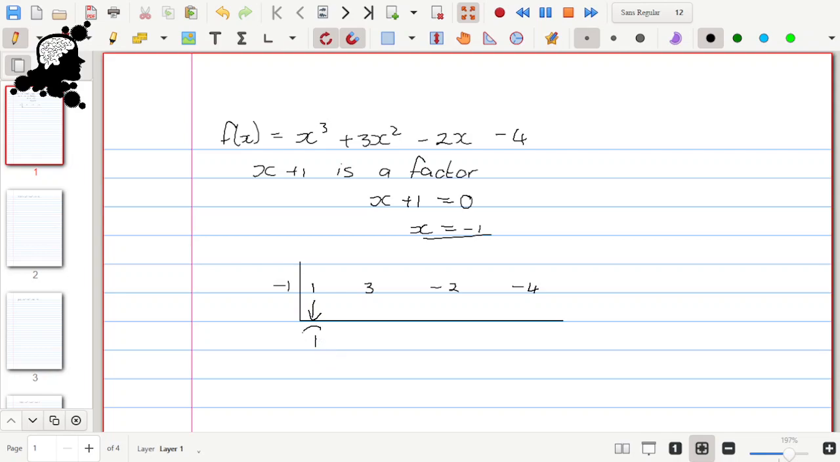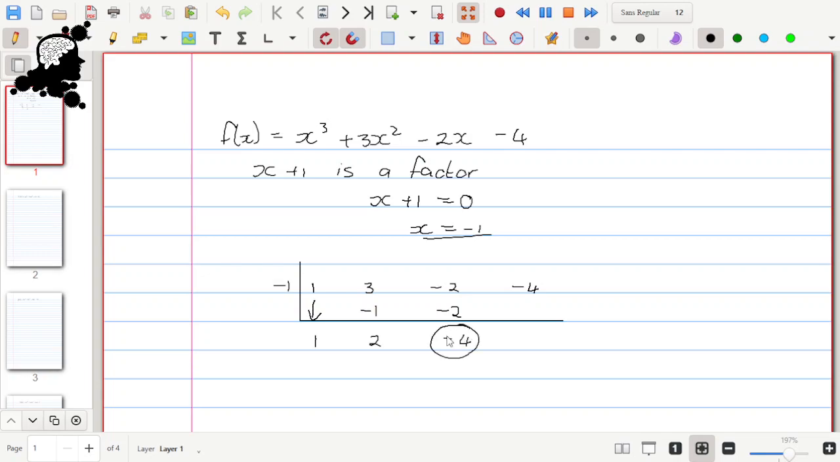Then the next step is you say negative 1 times 1. Negative 1 times 1, that's going to give you negative 1. You put your answer underneath the 3. Then what you do is you add these two. So 3 plus minus 1, that's going to give us positive 2. The next step is you take the positive 2, multiply by negative 1, which will give you negative 2. You write your negative 2 right there. Then you add these two. Negative 2 plus negative 2, that is going to give us negative 4.